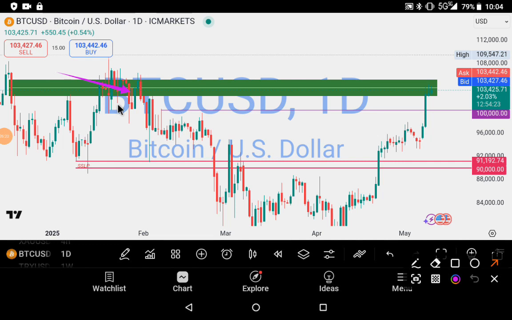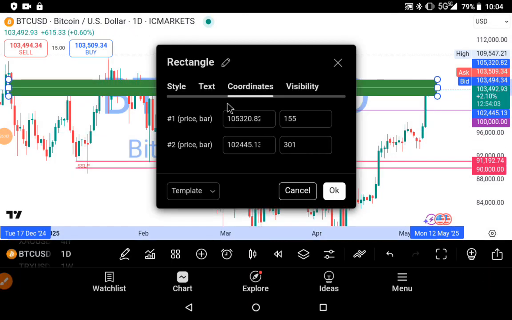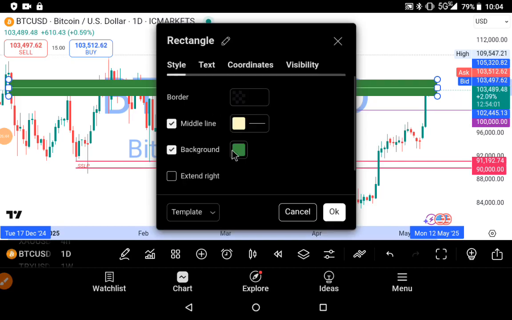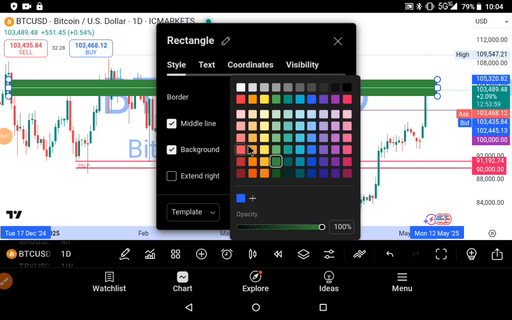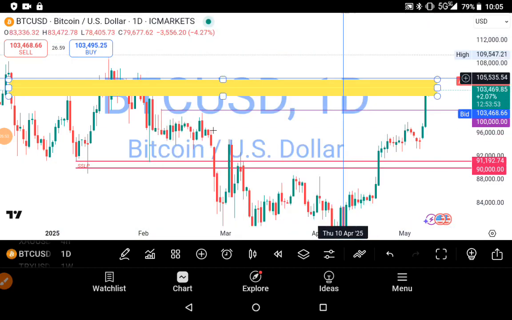The only level left undelivered is a little tiny BC area here. Then let me change the color so that it will be more clear. Change this. Okay, let's see this.